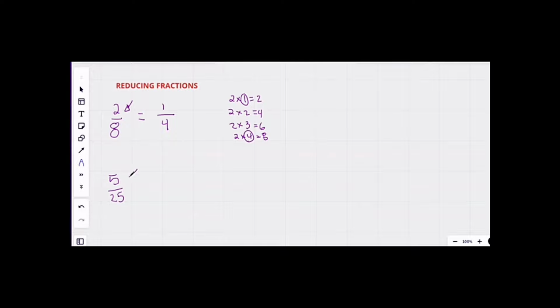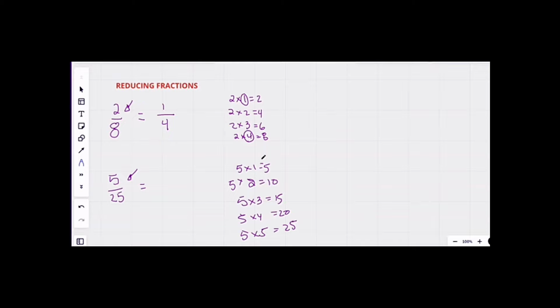Like I said, let's look at our lowest number. Let's always start with that and write out our timetable. We're going to say 5 times 1 equals 5. 5 times 2 equals 10. 5 times 3 equals 15. 5 times 4 equals 20. 5 times 5 equals 25.